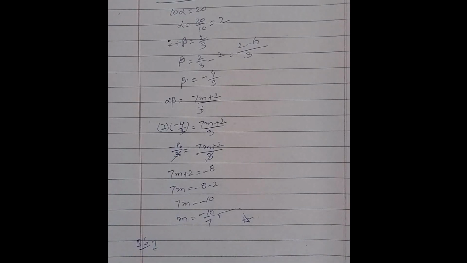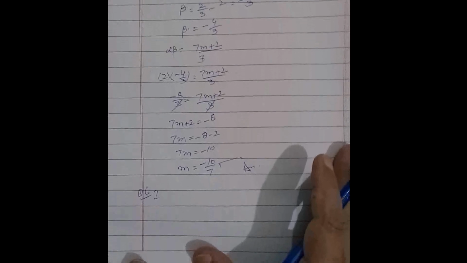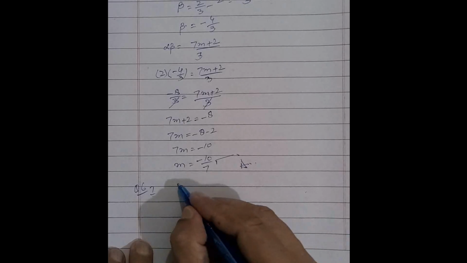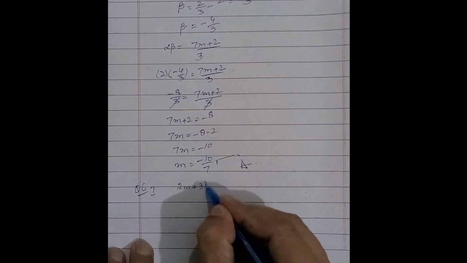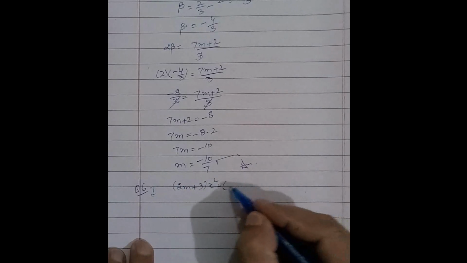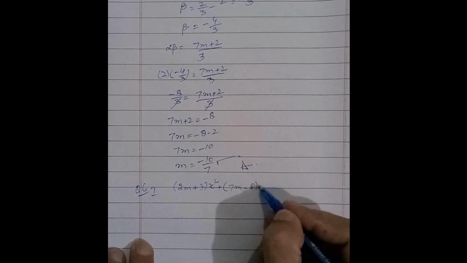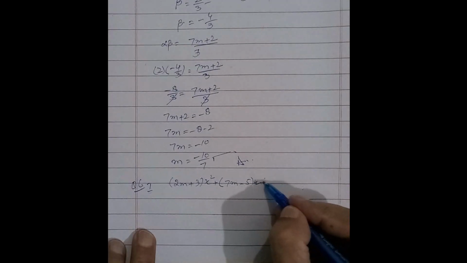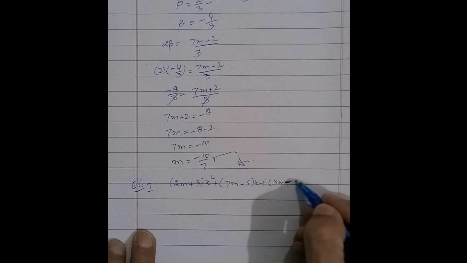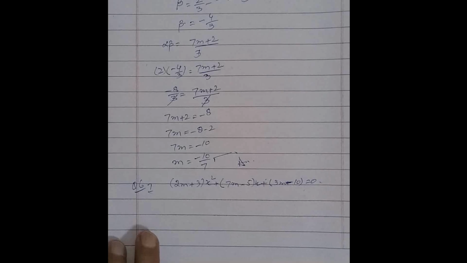the question. Question 6 also has two parts, so we put the values of these two questions one by one. So the first part is 2m plus 3 x squared plus 7m minus 5 x plus 3m minus 10 is equal to 0.